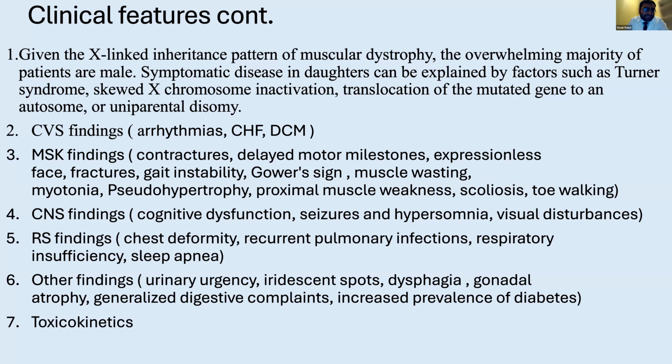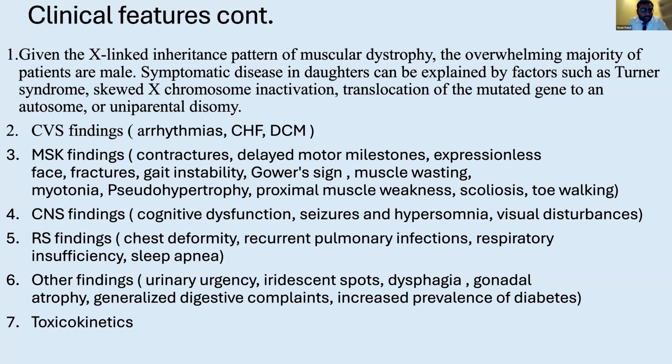And respiratory muscle involvement is commonly seen, which gives rise to scoliosis, chest deformity, recurrent pulmonary infections, respiratory insufficiency, and sleep apnea. Also, other findings are involvement of the bladder leading to urinary urgency, iridescent spots in the iris, problems with swallowing, passing stools leading to constipation, gonadal atrophy, as well as increased prevalence of diabetes.